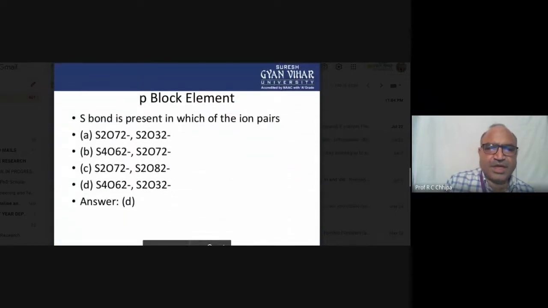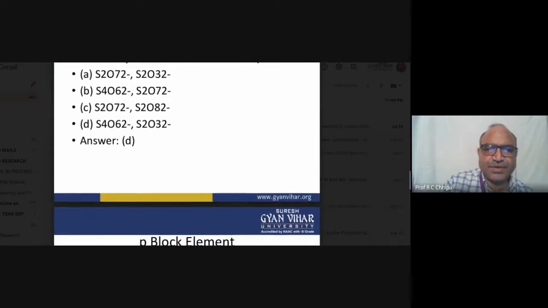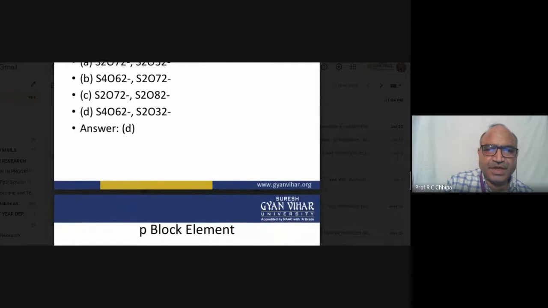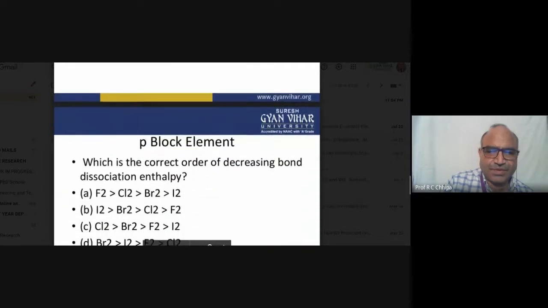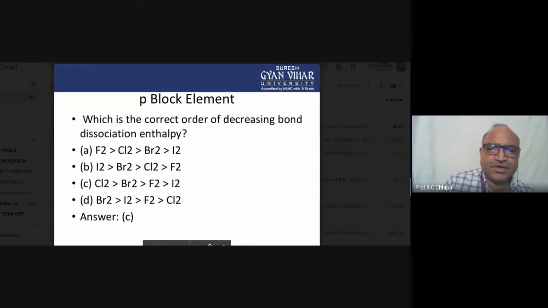Now, S bond is present in which of the ion pairs? Further, this is S2. So here the answer is S4O2 2 minus S2. Here is one more question: correct order of decreasing bond dissociation enthalpy. And the answer itself is chlorine, bromine, fluorine, and so on.